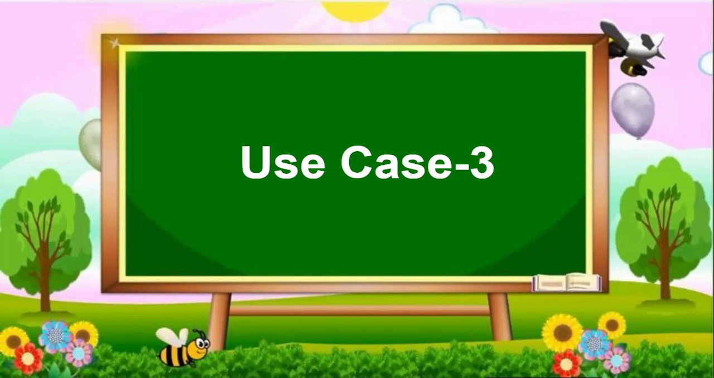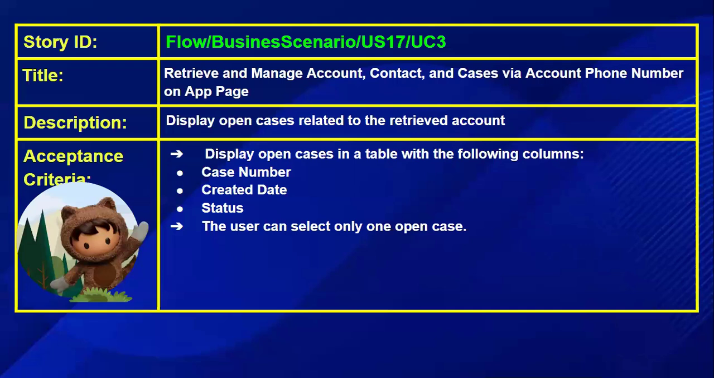Now in this video we are going to discuss the third use case. The third use case is that we need to display the account related open cases, and the same thing, the user can select only one open case. Let's see how we are going to implement this.